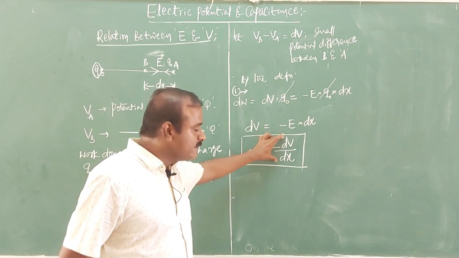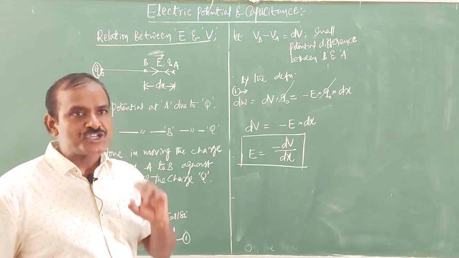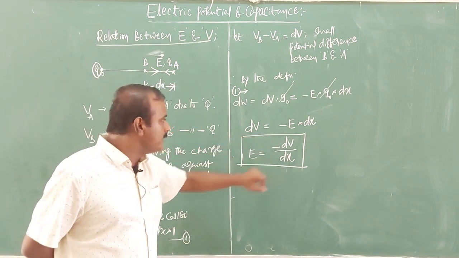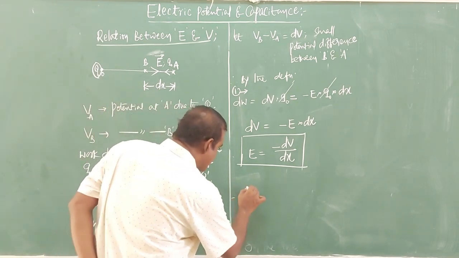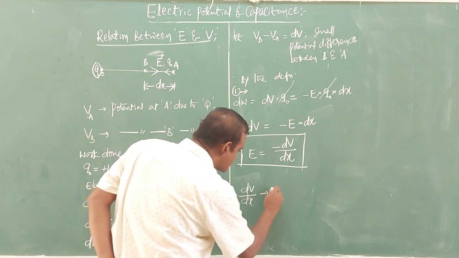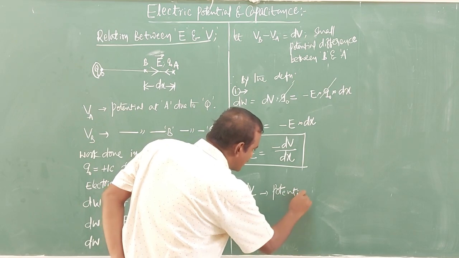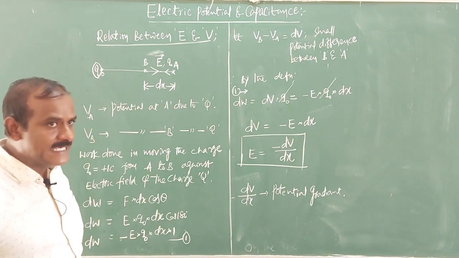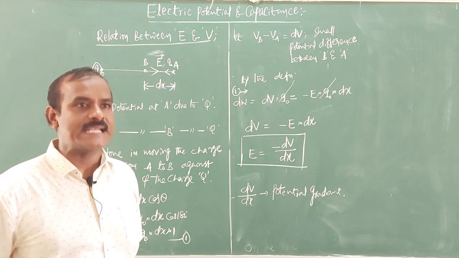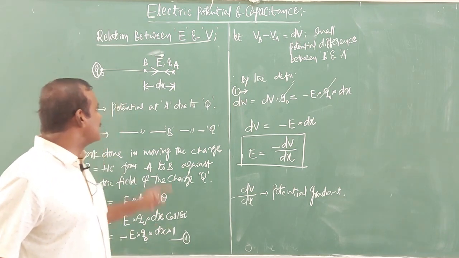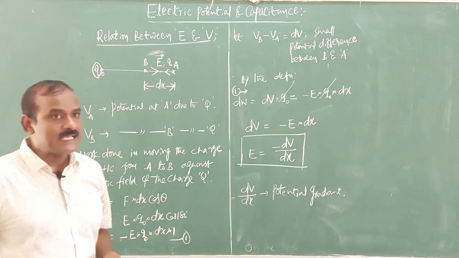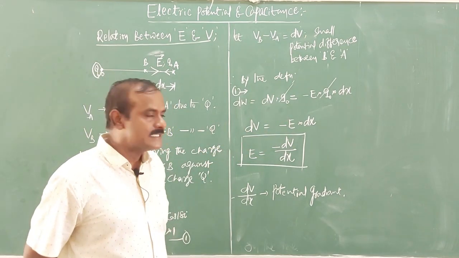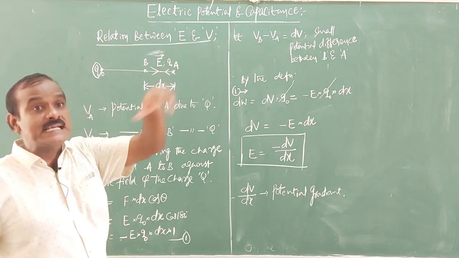Electric field is the negative of dV by dx, and the negative sign has some significance. Basically, remember, dV by dx is termed the potential gradient. What is a gradient? Any quantity varying with distance, we call it a gradient. Here potential varies with distance. You see very clearly, as the distance increases, potential will decrease. Hence, the negative of the potential gradient. The negative sign shows a decrease in potential with increase in distance.